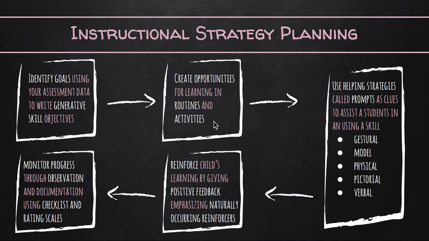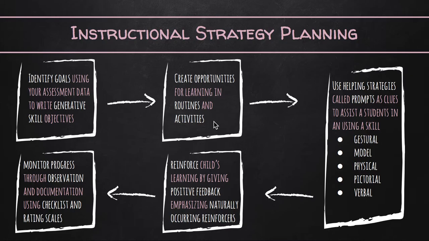There's a 5-step process in planning the instruction for a special needs child. We're going to start with identifying the goals for that child. The goals will be identified using assessment data, and you will use that data to write generative skill objectives. A generative skill objective is one that can be used in many settings.